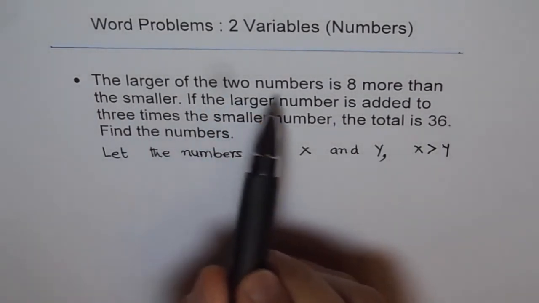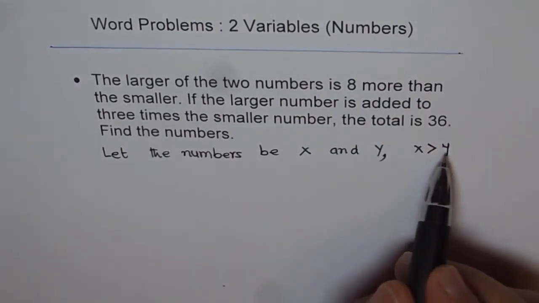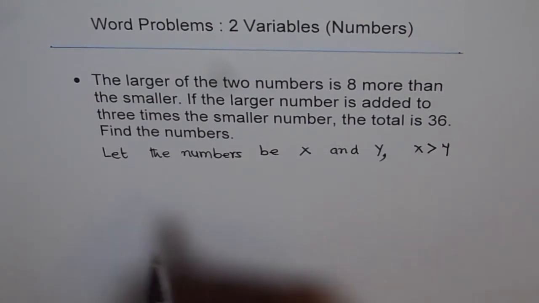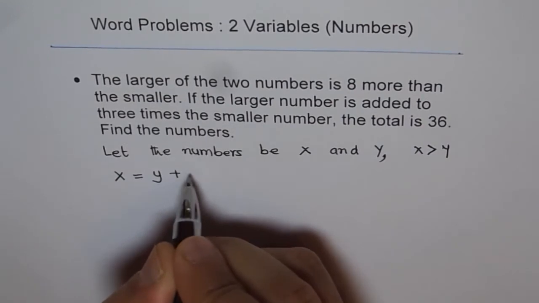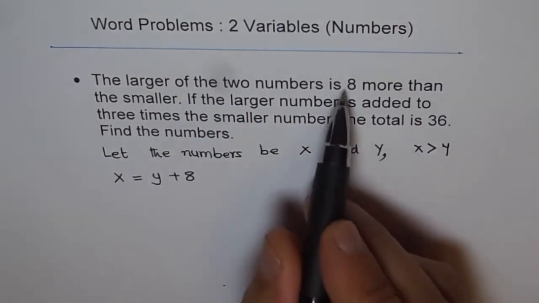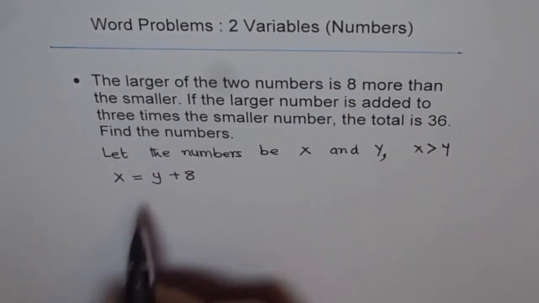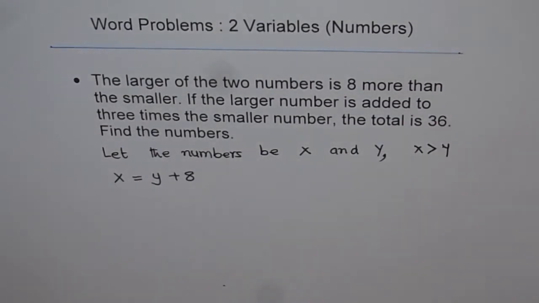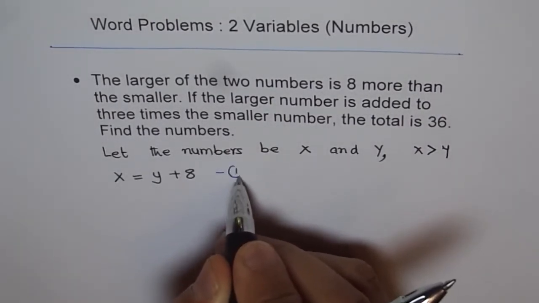Now let's read it again. The larger of two numbers is 8 more than the smaller. That means the difference of the two is 8. That's one way of looking at it. Or you can say x equals y plus 8. The larger of the two numbers, which is x, is 8 more than the smaller, and the smaller is y. Do you get it? So that becomes your first equation. It's a clear equation with one variable on one side. Equation 1.